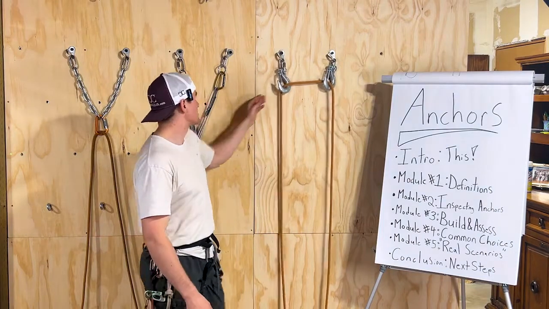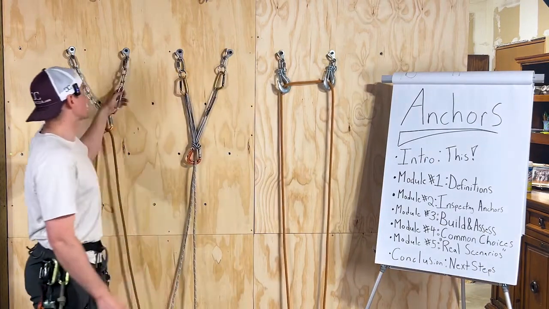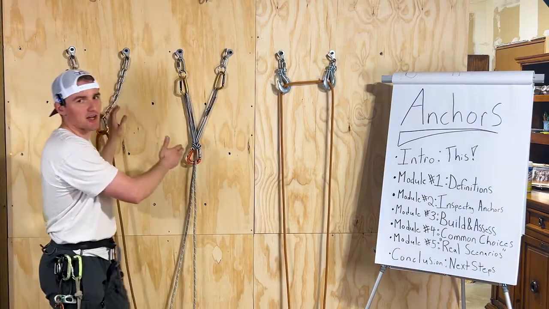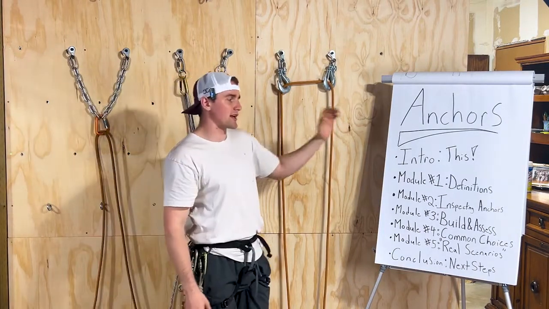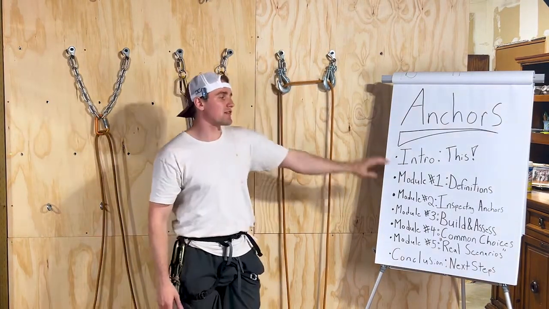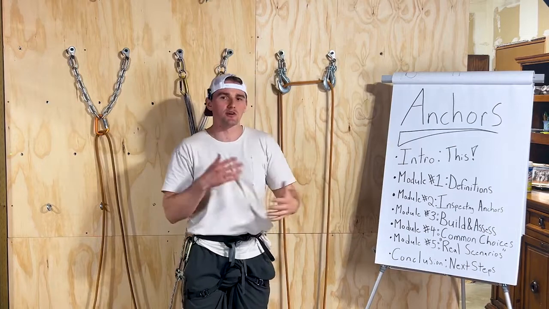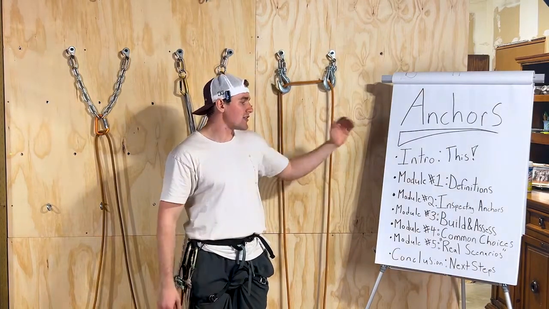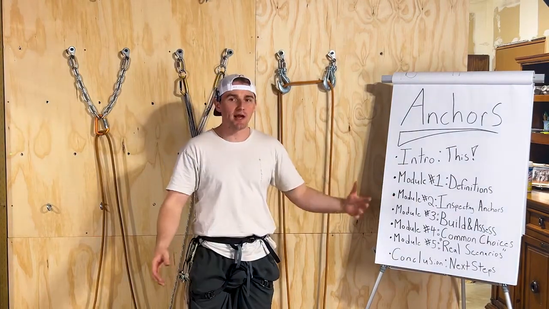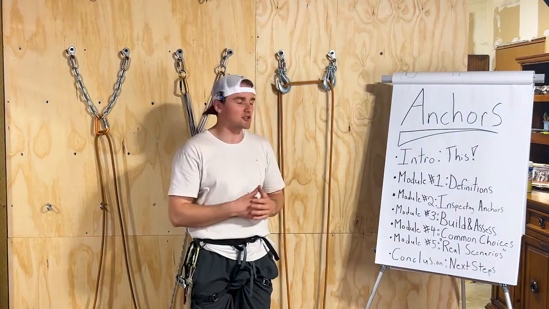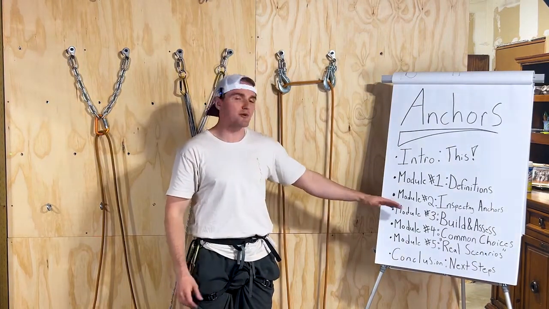So you can see here, there's lots of different types of materials used to build anchors in the outdoors. We call that fixed gear. We'll get into that later. But we're going to talk about the definitions of all of those, just so we get the words right moving forward. And then in Module 2, we're going to talk about inspecting the anchors, making sure they're safe for us to use.